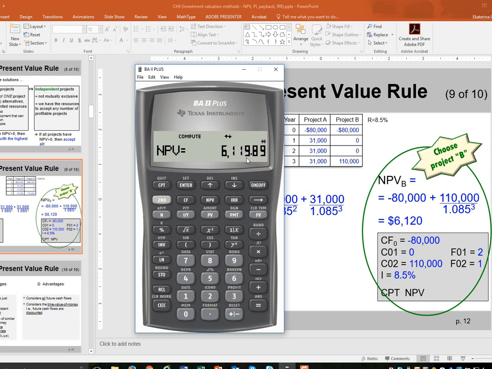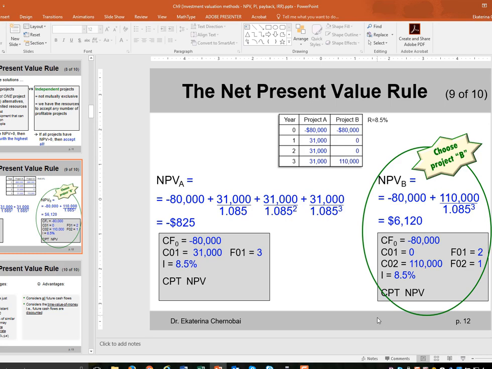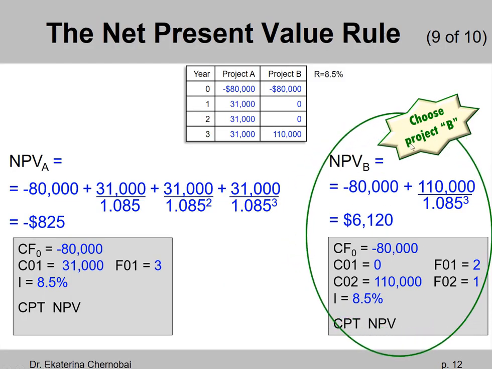$6,119.89. So I actually rounded up to the nearest full dollar, and that's how on my slide I obtained $6,120. So now if you compare projects A and B, you will see that there's actually no ambiguity here. It's very clear which one of the two projects should be the winner. It's project B. It's the only one with the net present value above $0.